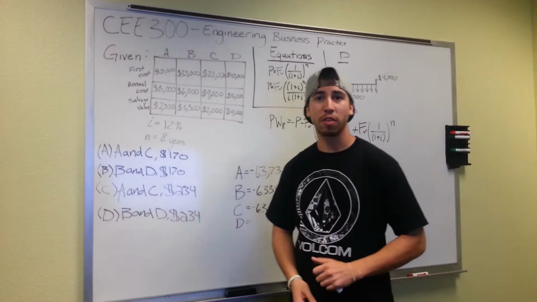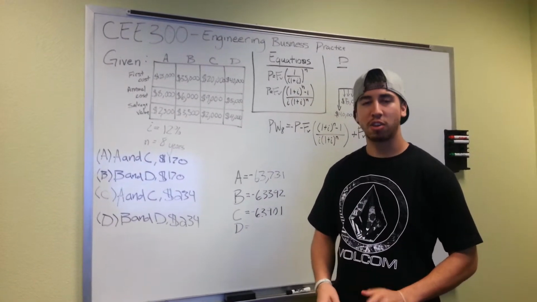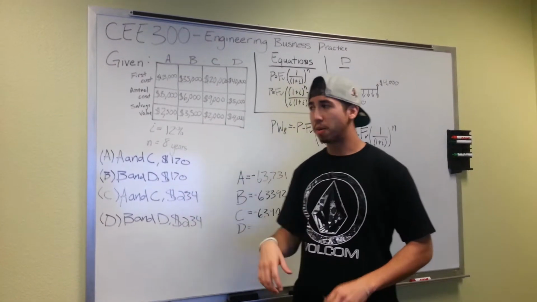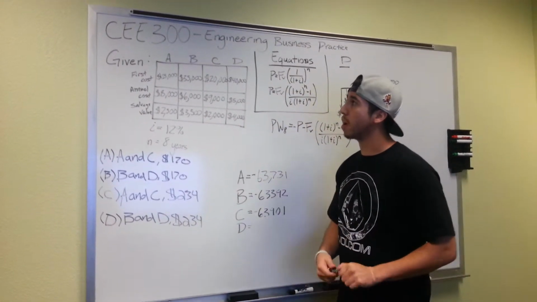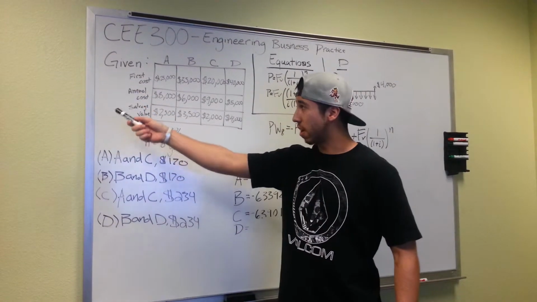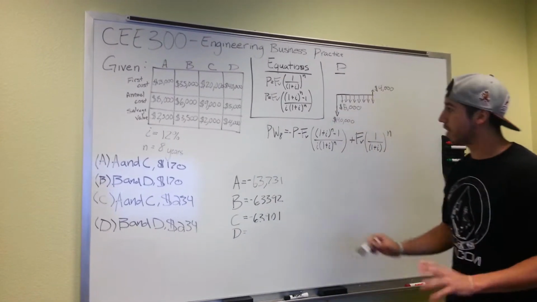Today we're going to be going over the concept of present worth. Present worth is very valuable, seeing future payouts in today's terms. In today's problem, we have 4 different options. We have a first cost, an annual cost, and a salvage cost. Today I chose D to do the calculations for.